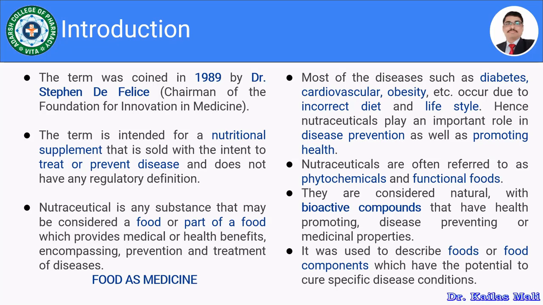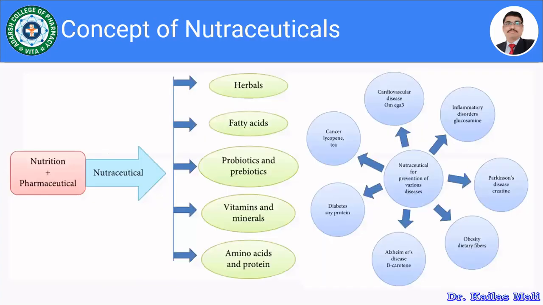Let us see the concept of nutraceuticals. If you look at the word nutraceuticals, it is derived from two terms, one which is nutrition and another that is pharmaceuticals, which becomes nutraceutical. So nutraceuticals comprise herbals, fatty acids, probiotics and prebiotics, vitamins and minerals, amino acids and proteins.